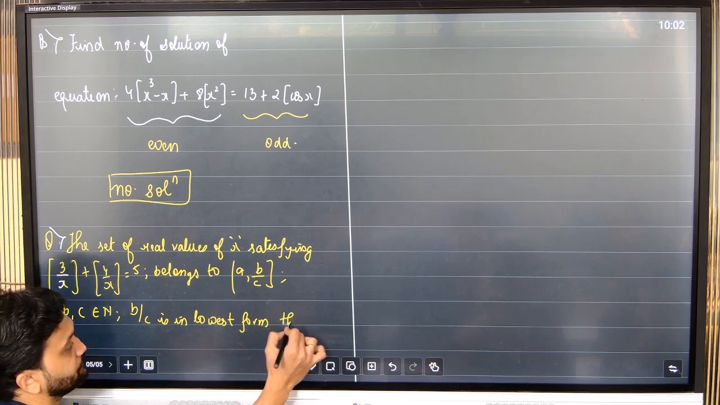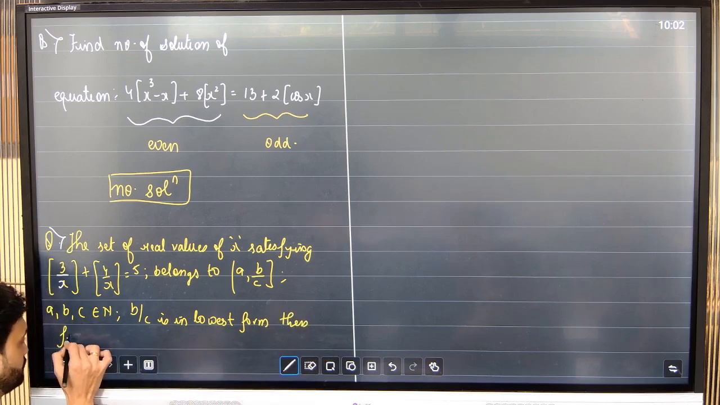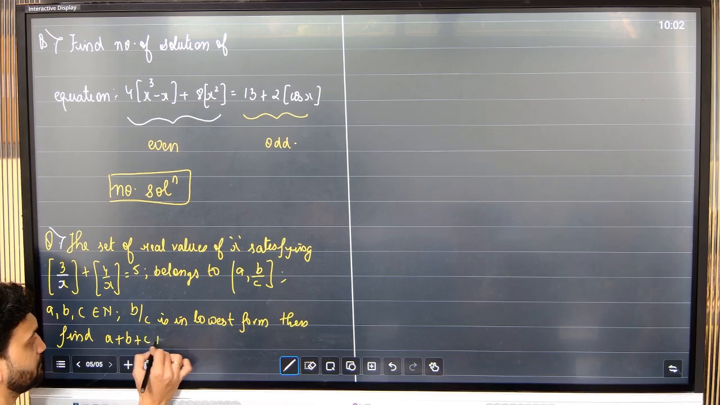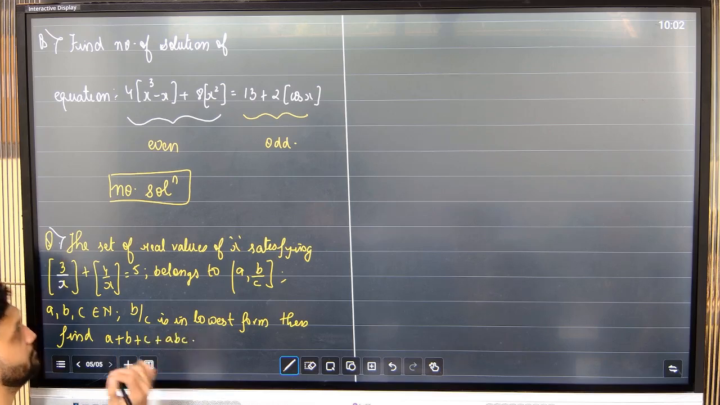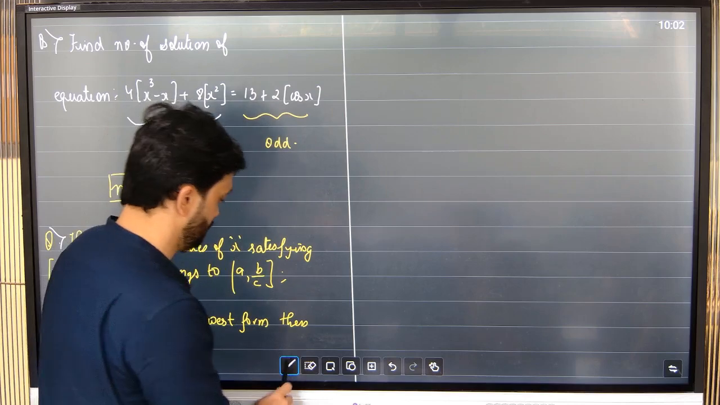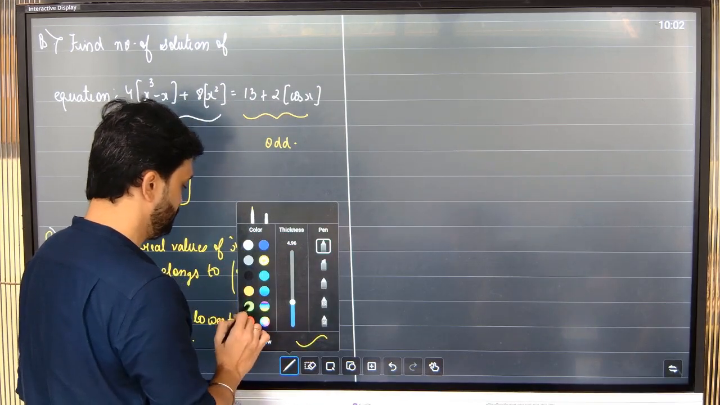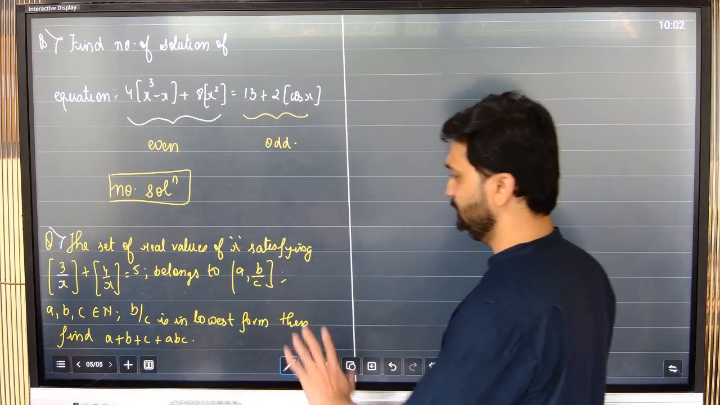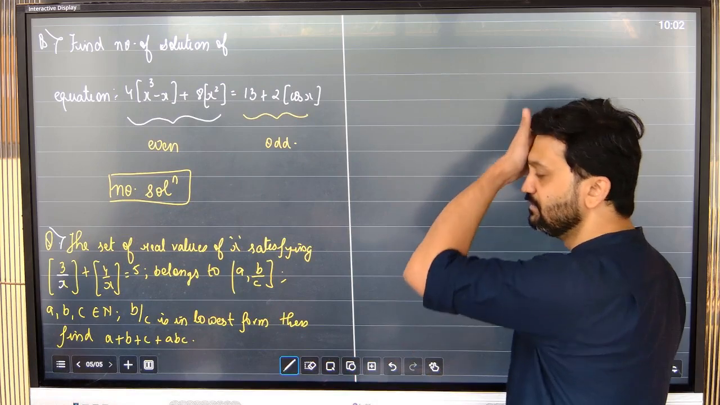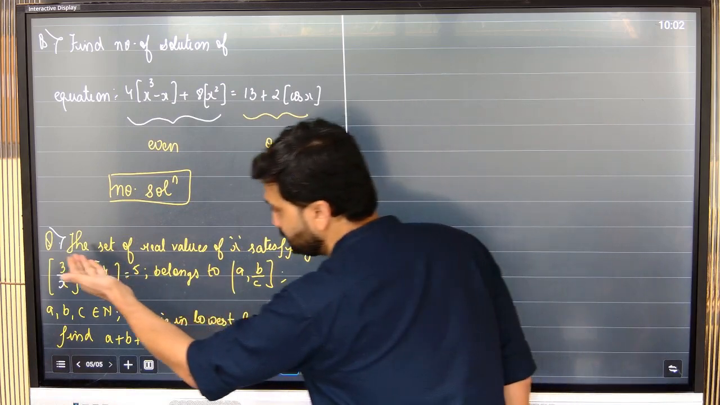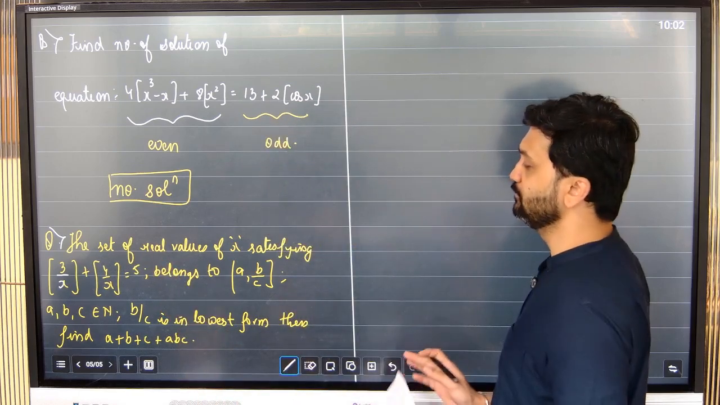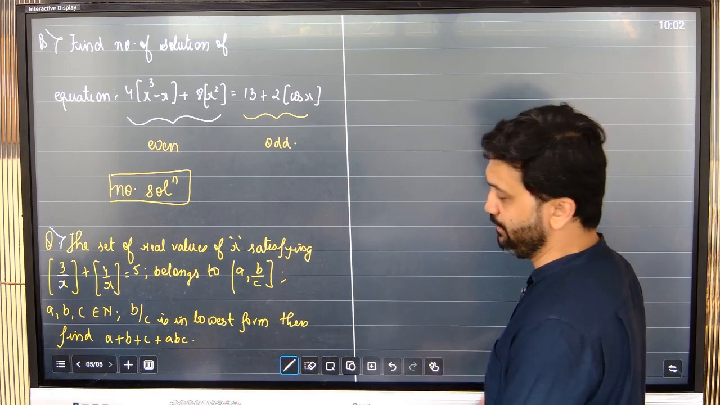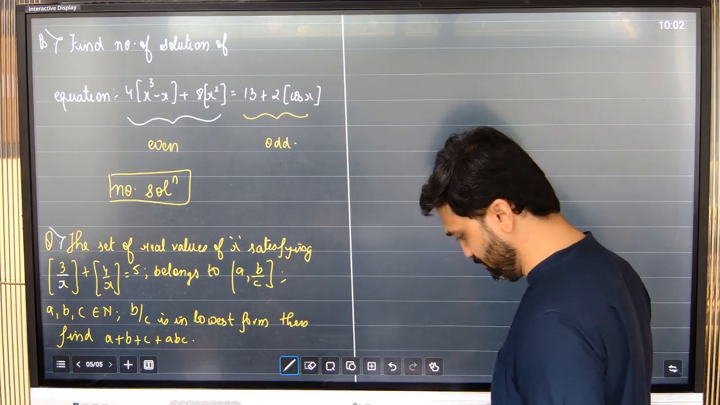Then find a plus b plus c plus abc. Find a plus b plus c is equal to abc. The answer will come from this. So, 3/x plus 4/x is equal to 5. Now, first of all, look at the question.